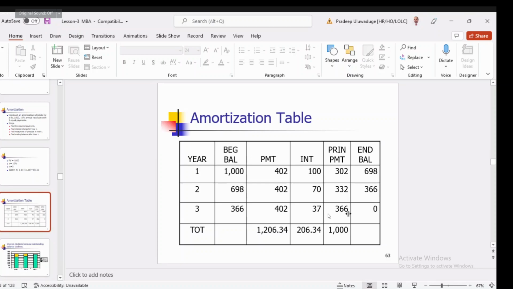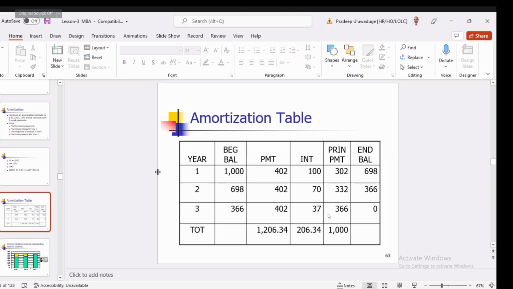Right. So if you go by the total amount that we pay for the 1000 rupees loan, we have finally paid 1206.34. That is 206.34 as interest, and 1000 as the principal payment. Right. So using the annuity formulas, we could find the value of the installment. And if we know the value of the installment, we can calculate the future value of this annuity also. Right.